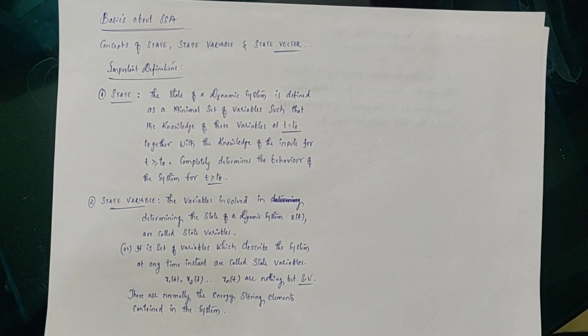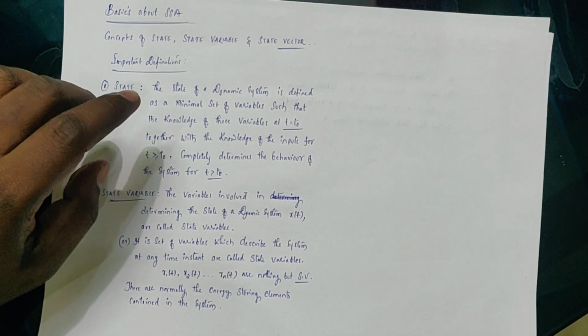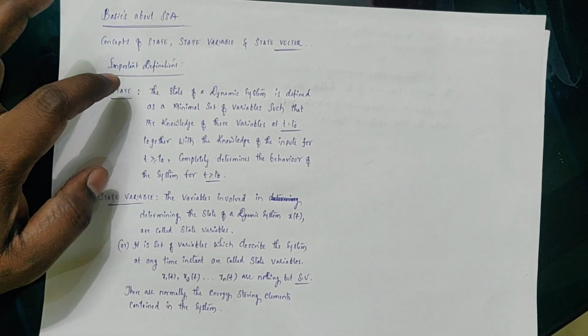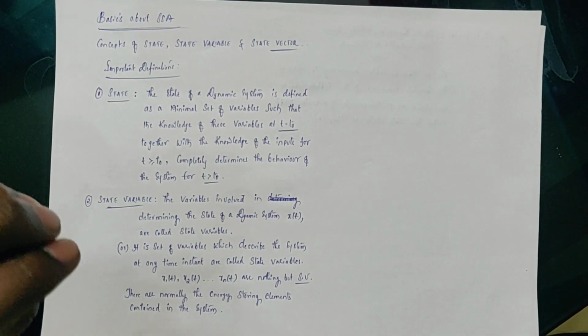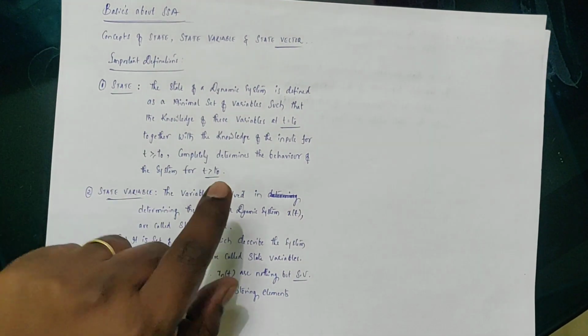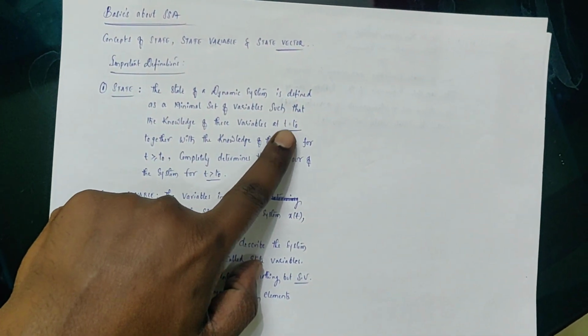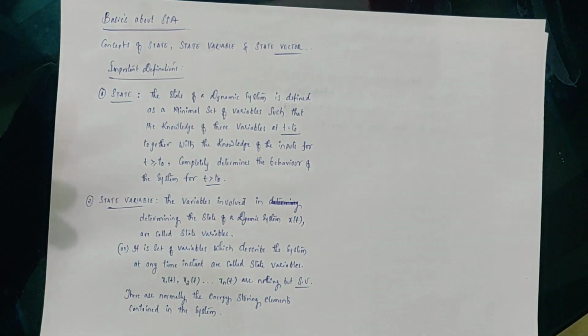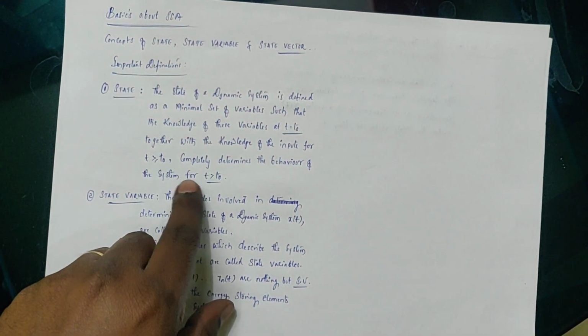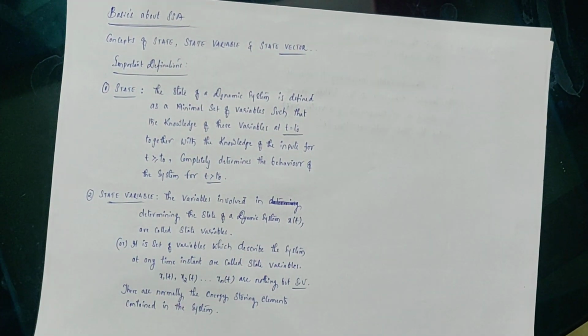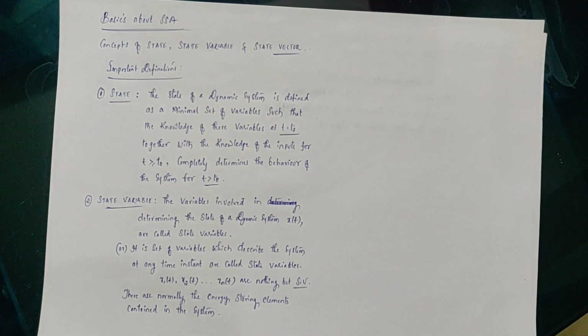So I will repeat one more time. Here it is a group of variables which summarize the history of the system in order to predict the future values. That is called as state.